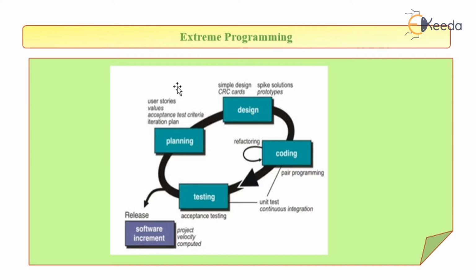Then there is the acceptable range, which is jotted down. An iterative plan is prepared. Once the plan is ready, designing takes place. The designing includes class responsibility collaborator cards, which includes the modeling of the software which is to be built, that is the prototype building, where a sample is created of how the system will look like.